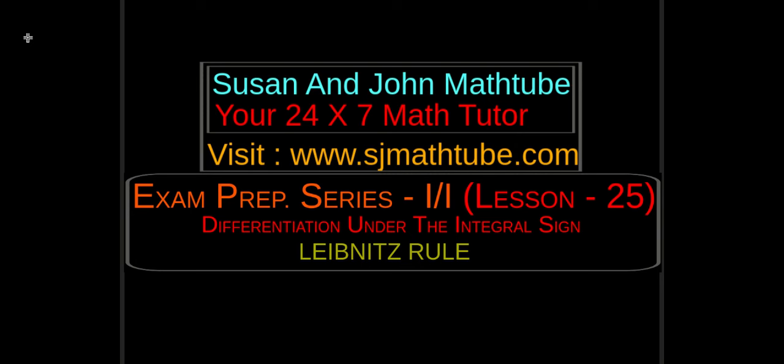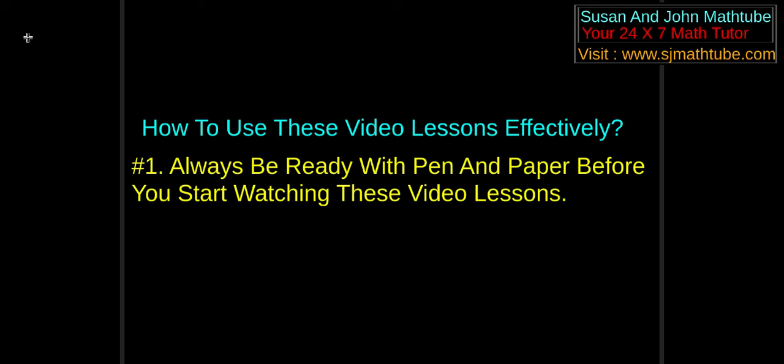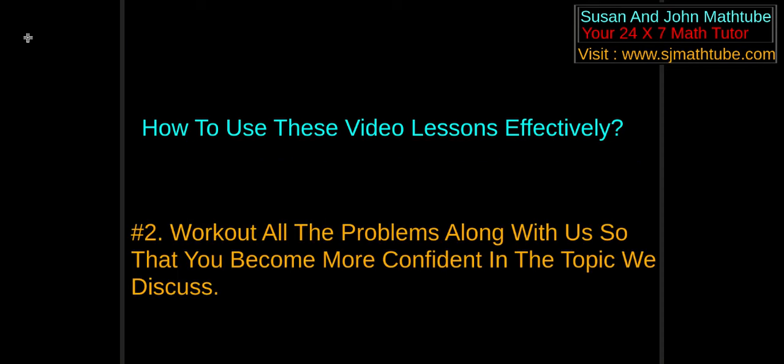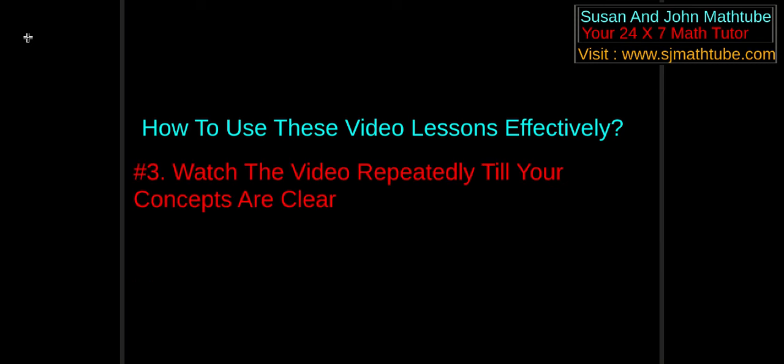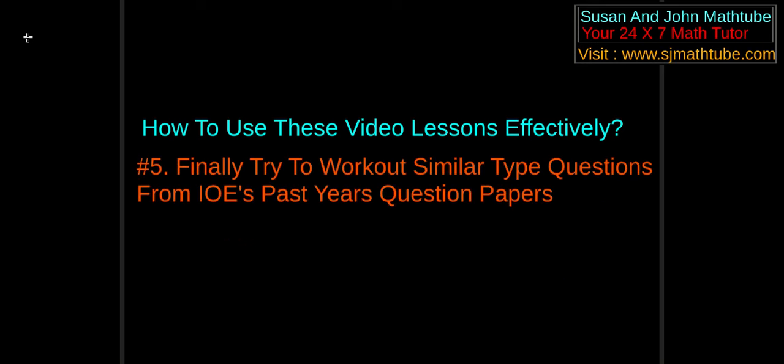Okay, so as always, the 5 golden rules. Point number 1, I hope you are doing this. Are you ready with a pen and a paper? And second thing, I hope you are working out all the problems along with us. That's very important. Unless and until you work out mathematics, you're never going to be confident in it. And of course, this is up to you. Point number 4 and point number 5 is very important.